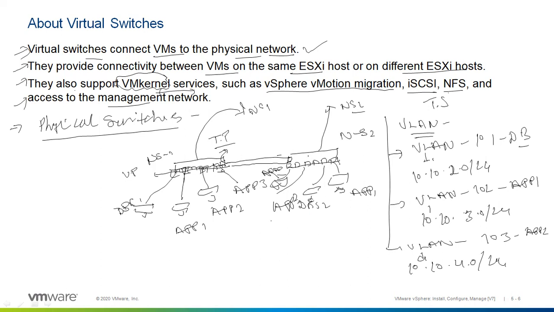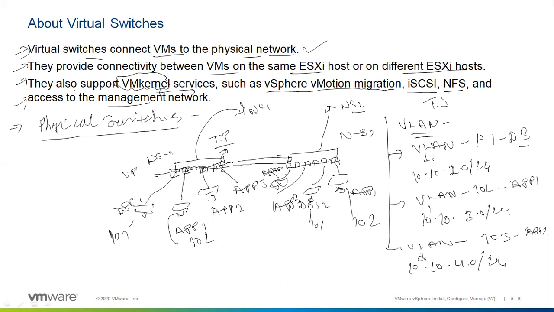But now the question arises: for example, the same VLANs we have configured in network switch 1, we have also configured in network switch 2. So how will the VMs talk? For example, the DB servers belong to VLAN 101, and my app 1 is connected to 102. So how will they talk with each other?